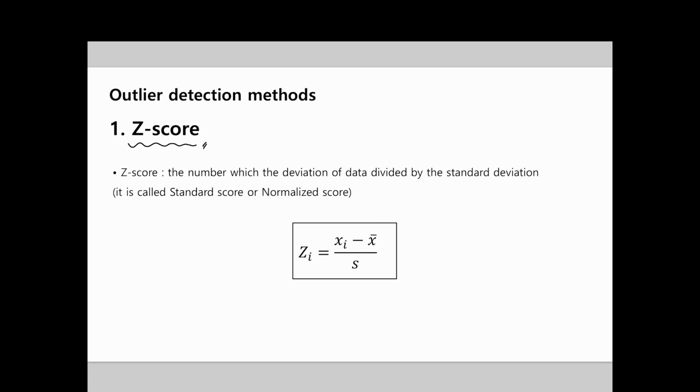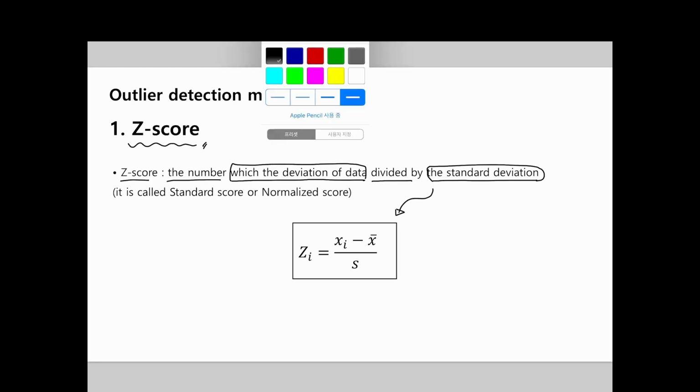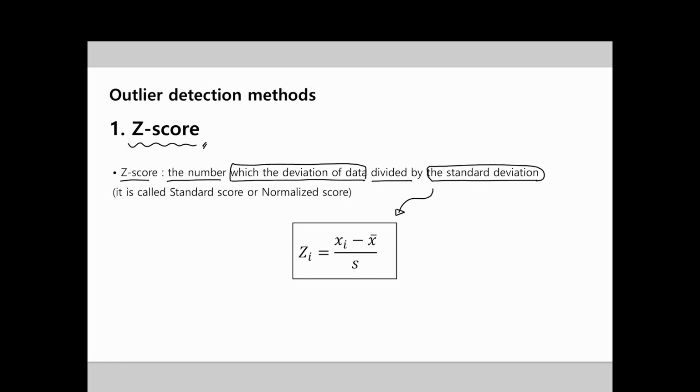First, we look at the definition of Z-score. Z-score is the deviation of the data divided by the standard deviation. Okay. The formula is like this. The numerator is the deviation and the denominator is the standard deviation.